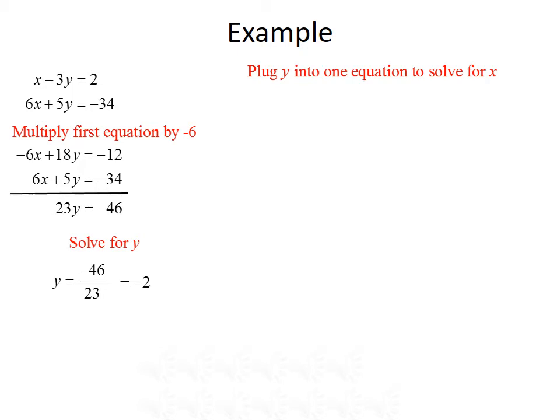It doesn't matter which equation we use, so let's use equation 1. It looks a little bit simpler. If we plug the value of negative 2 in for y, that'll give us x minus 3 times negative 2 equals 2. We simplify negative 3 times negative 2 as a positive 6, so x plus 6 equals 2. We'll subtract 6 from both sides of the equation, and we get x equals negative 4. And so it looks like our solution will be the point negative 4, negative 2.